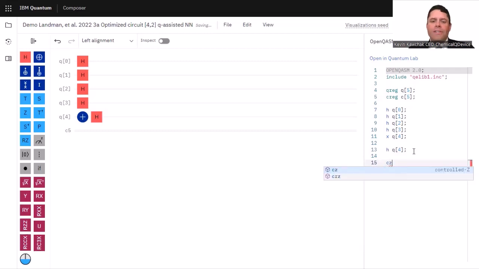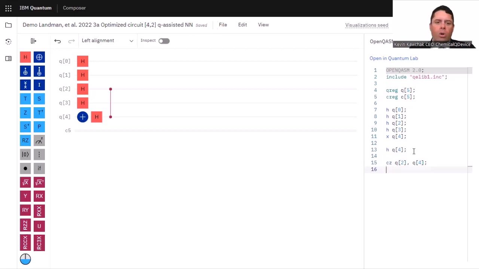Now the next one is a CZ. This is going to be at Q2 through Q4. And as with many other languages, you'll see commas separating them, it's just easy to get to on the keyboard here. And then there's a semicolon. Okay, so I got a CZ in there.